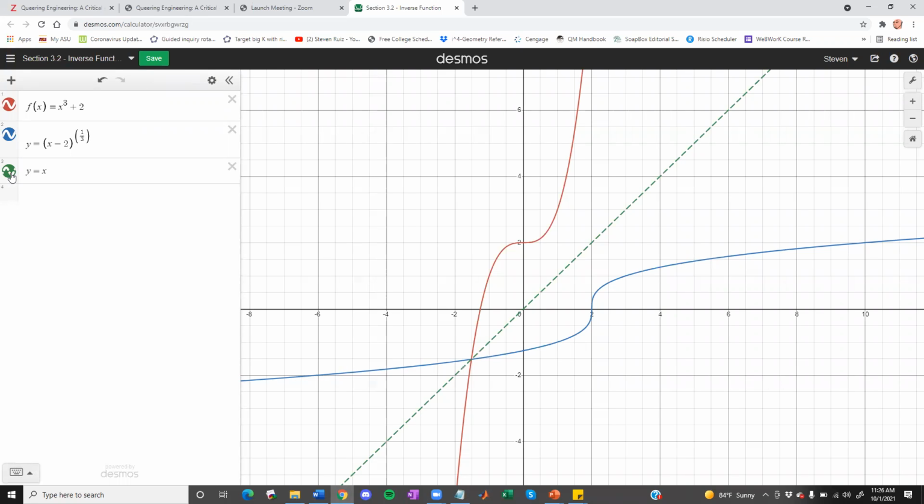Right. If you're switching the domain and range, essentially, if you're thinking about this in terms of graph, x values become y values and vice versa. Just to refresh our memories, if you're thinking graphically about a function and its inverse, they're always going to be reflected over that identity function, y equals x.